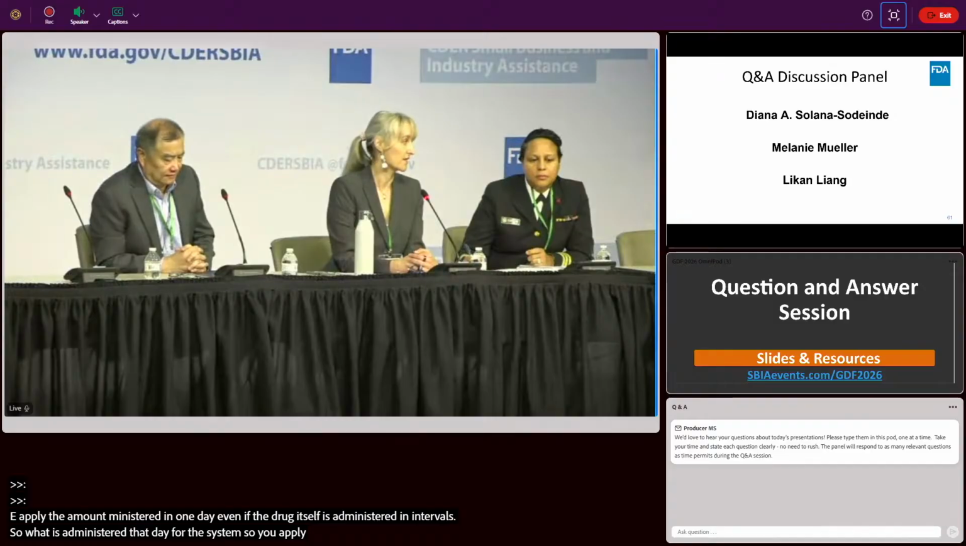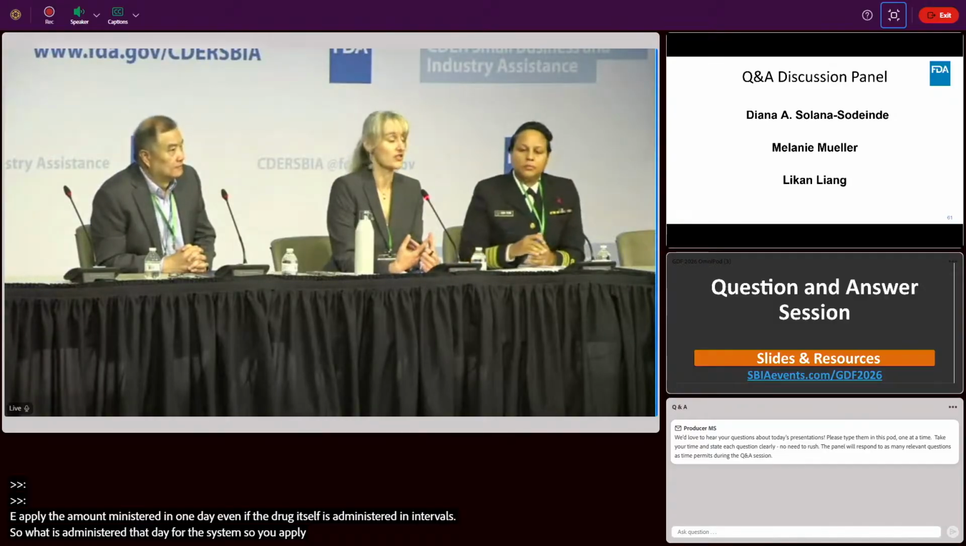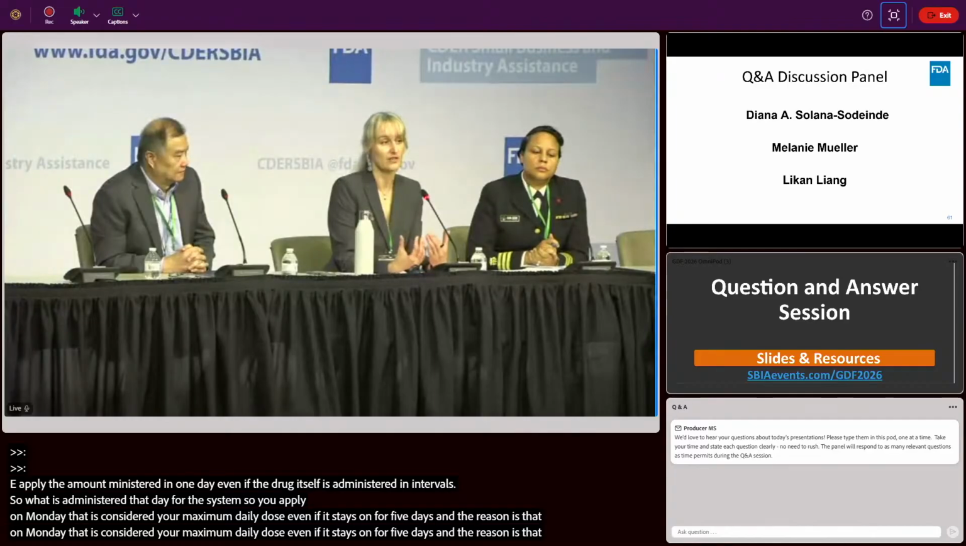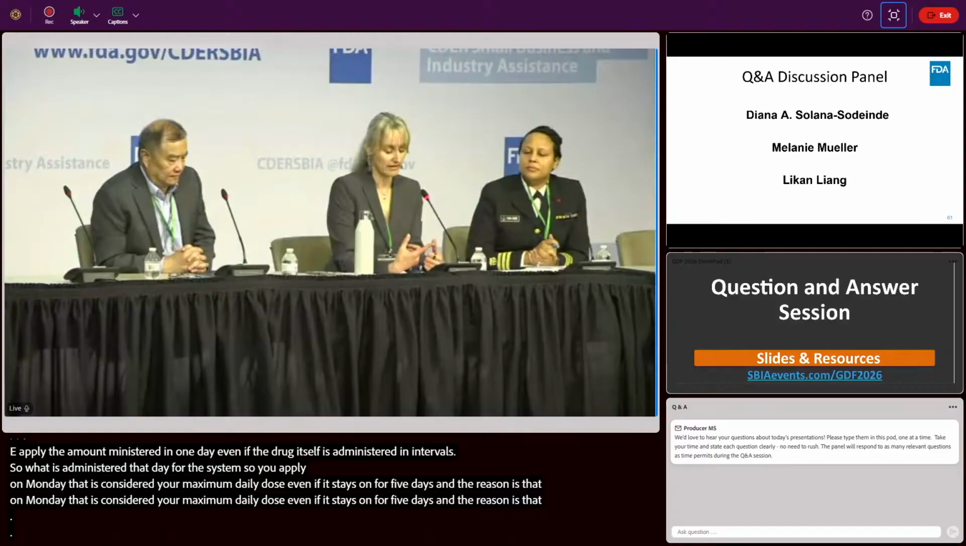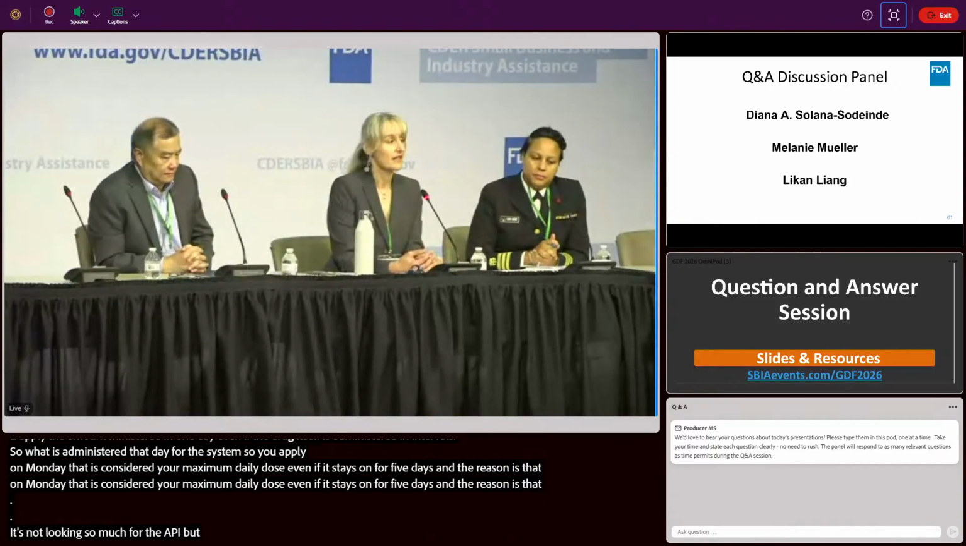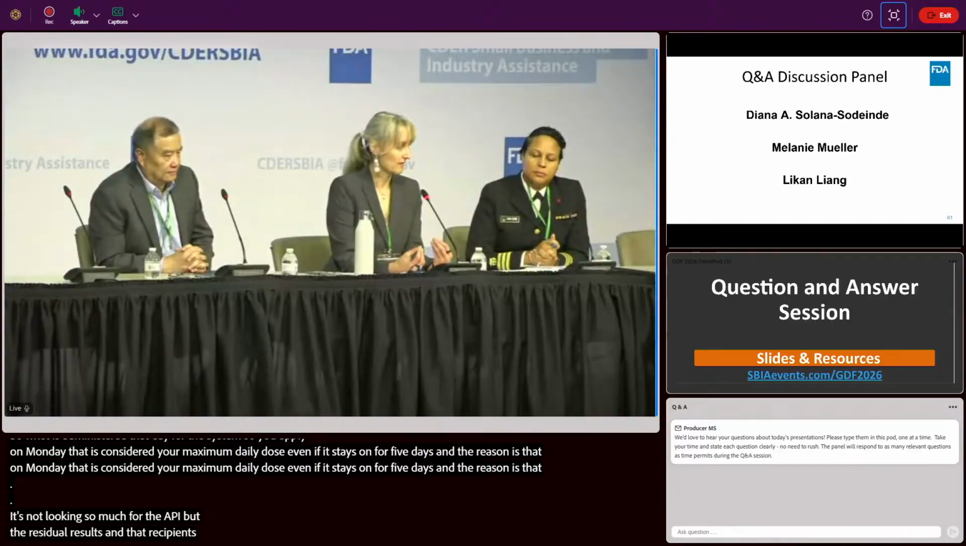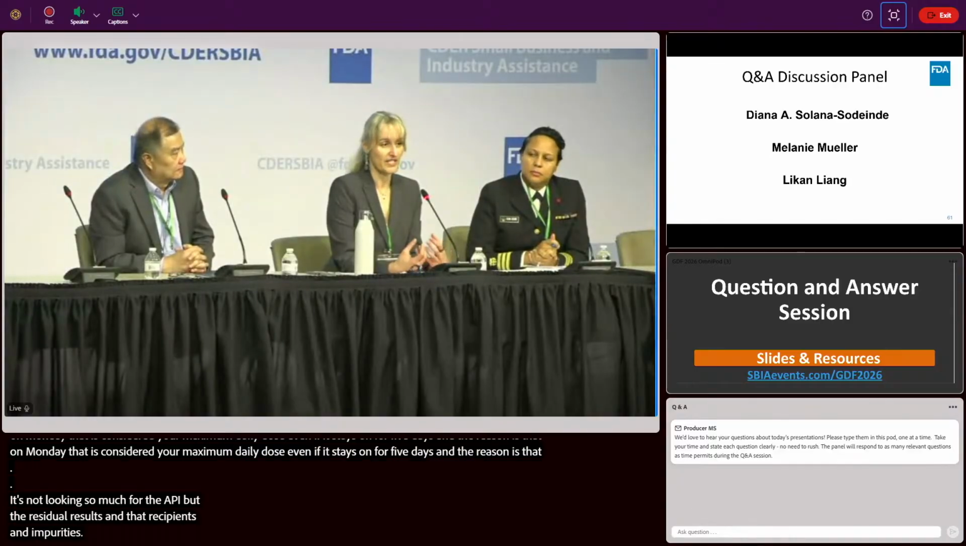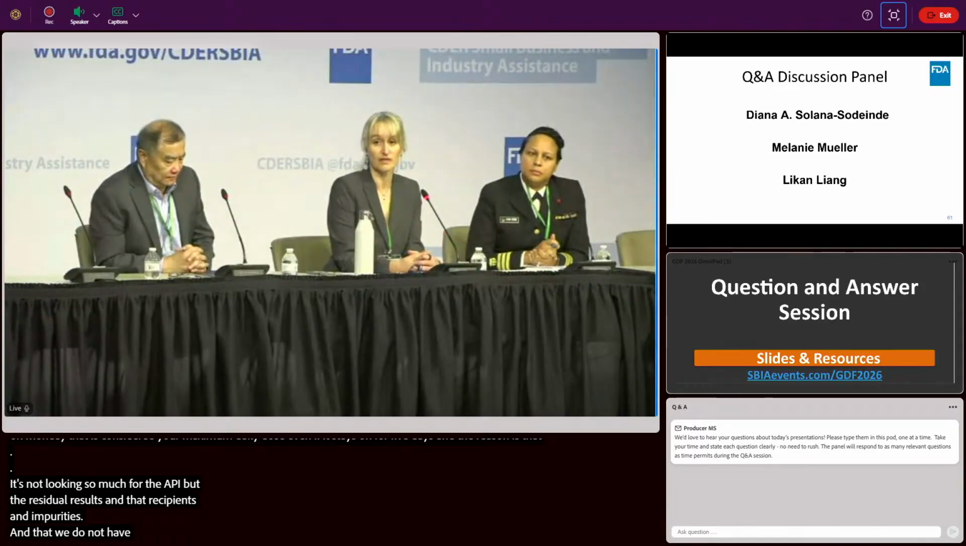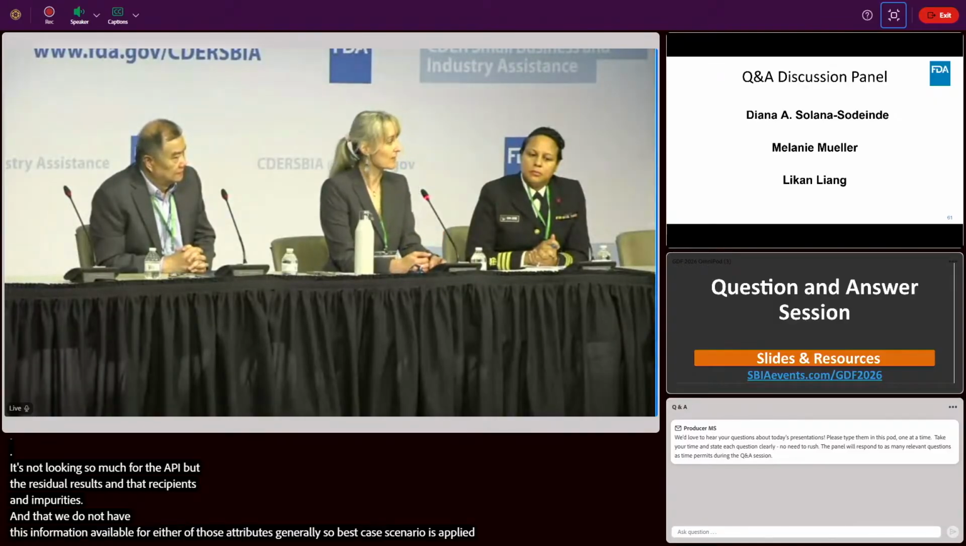And the reason is that we're actually not looking so much towards the API, but we're looking at residual solvents, extractables and leachables, excipients, impurities. And we do not have time release information available for either of those attributes generally. So therefore, worst case scenario, we apply that all goes in at once, which is the day the drug is administered. Great question. Thank you.